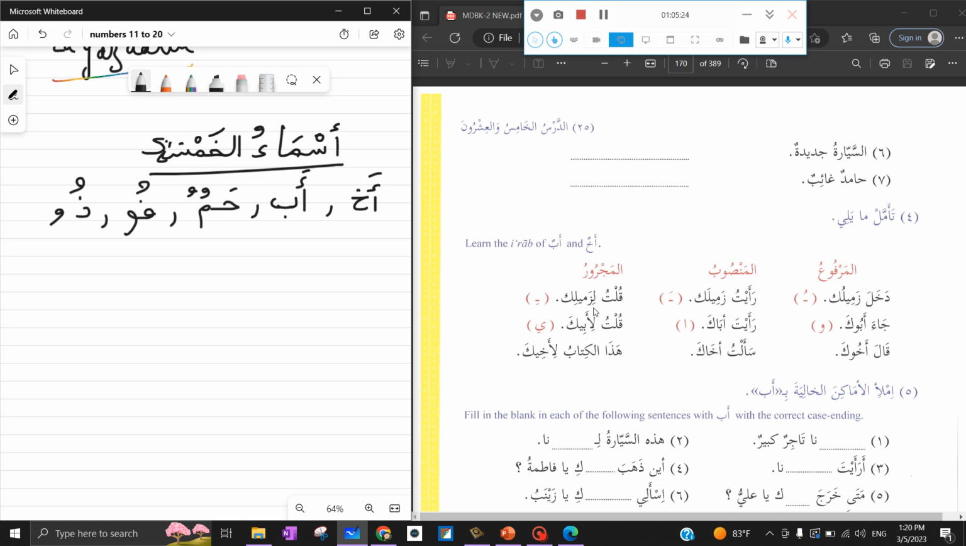Qultu li zamili. Since it is having a jar before it, this is amil. So because of this, there is a change in this noun. And what is it? The kasra below the lam. Qultu li zamilika. Ja'a abuka. Now, when these nouns come, abu, ham, fu, and dhu, what happens when it comes with a damir?